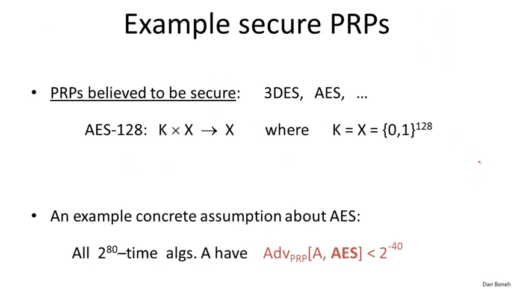Now, we already said that we have a couple of examples of secure PRPs, triple DES and AES, and I just wanted to mention that if you want to make things very concrete, here's a concrete security assumption about AES. Just to give an example, say that all algorithms that run in time 2^80 have advantage against AES of at most 2^-40. This is a reasonable assumption about AES, and I just wanted to state it for concreteness.